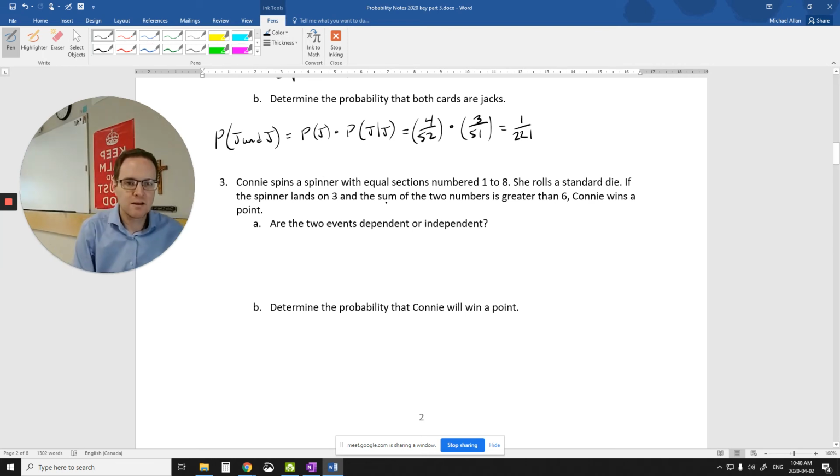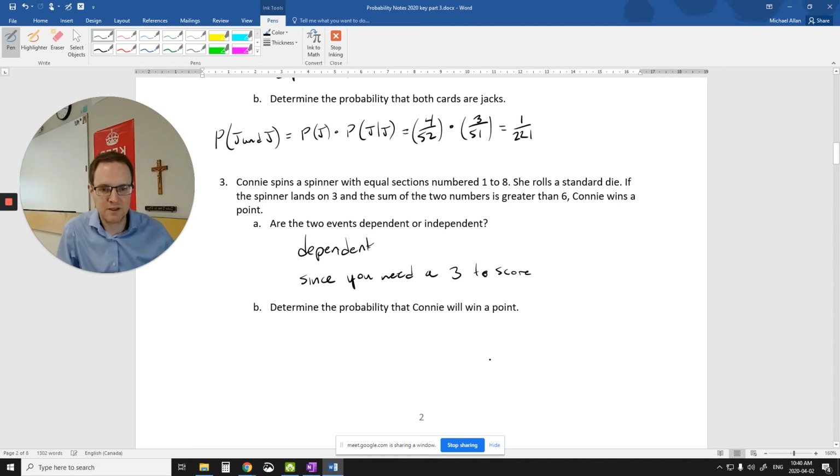Okay, so she's going to spin the spinner. It's going to land on a 3. If she adds the 3 with the dice, and it ends up being greater than 6, Connie will win a point. Are they dependent on each other? Yeah, they're dependent on each other. I can only get a point if there's a 3 on the spinner and they add up to this. If it doesn't land on a 3, then I don't get a point. So yes, they are dependent on each other. You need a 3 to score.